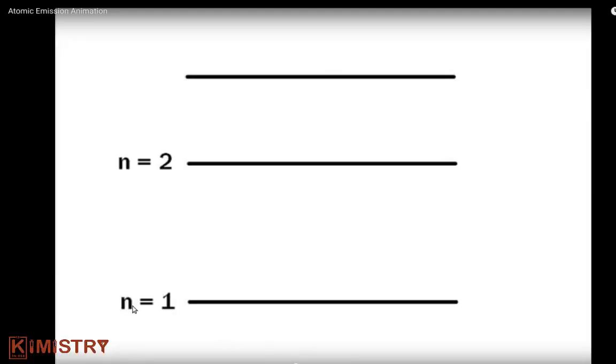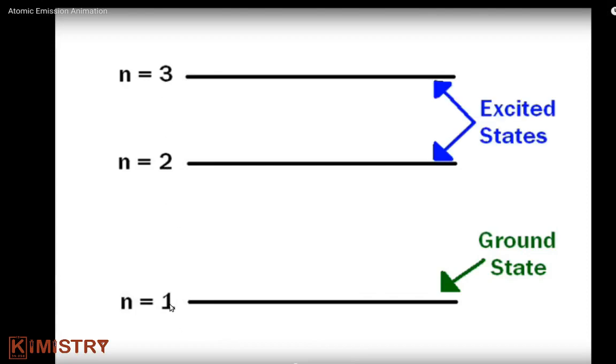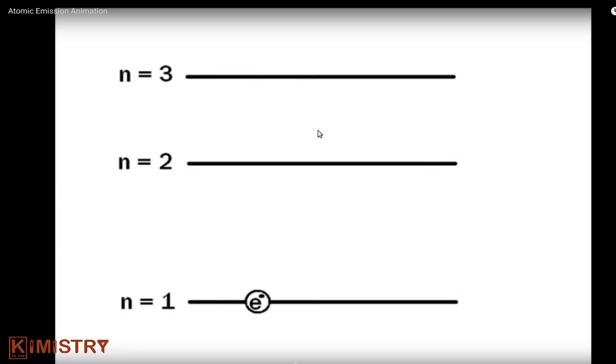So here we have energy level 1, energy level 2, energy level 3. The ground state is the lowest energy level. Okay? And these are called excited states. Now here's my little electron, and it's got its normal amount of energy.